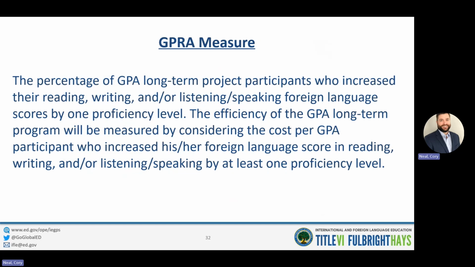How we measure the effectiveness of a GPA long-term program is by using the SCEPRA measure, which is the percentage of GPA long-term project participants who increase their reading, writing, and or listening, speaking foreign language score by 1 proficiency level. The efficiency of the GPA long-term program will be measured by considering the cost per participant who increased their score by at least 1 proficiency level.